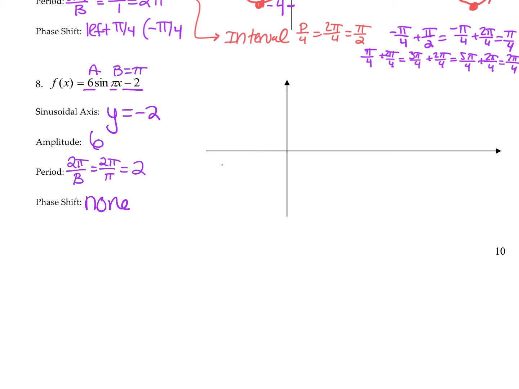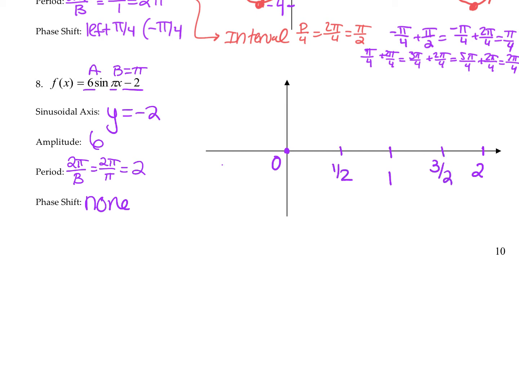So that means if there's no horizontal shift, I can start my cycle at 0, and I'm going to go all the way to 2. Now, since I'm starting at 0, it is a little bit easier to think about from 0 to 2. Halfway would be 1, halfway here would be 1/2, halfway here would be 3/2.